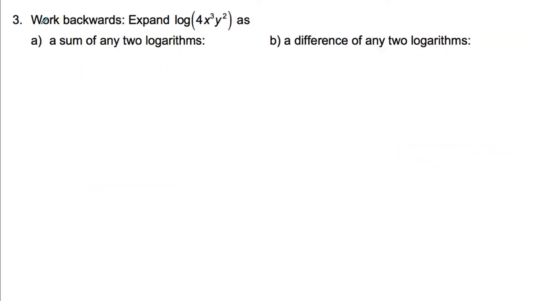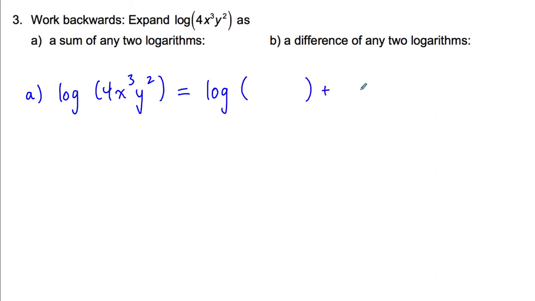In math, we do a lot of algebra. We do a lot of expanding and factoring forwards and backwards. So here we have a condensed logarithm and we want to work backwards. So we see that we've got the power 4x cubed y squared, and I'm asking to write it as a sum of any two logarithms. So you can take that power, that product of two things, and you can write the log of that product as the sum of two individual logs in any way that you want.